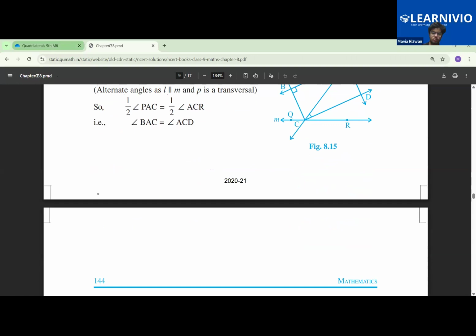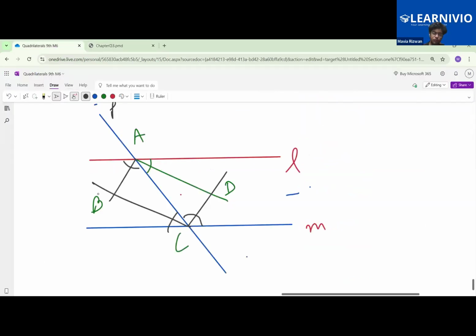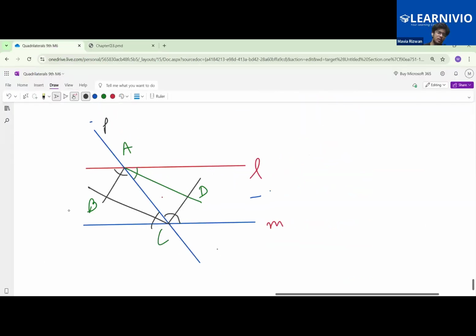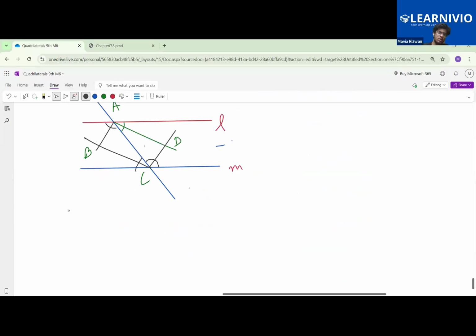Okay, fine. Guys, first of all, look at angle. I'm gonna name this as PQ. I'm gonna name this as RS. Now, guys, angle QAC is equal to angle RCA.